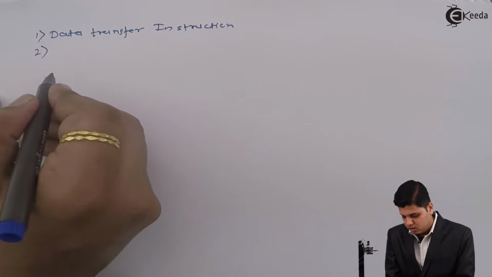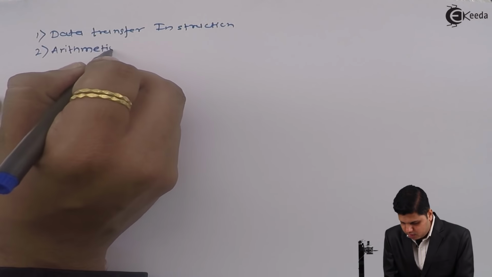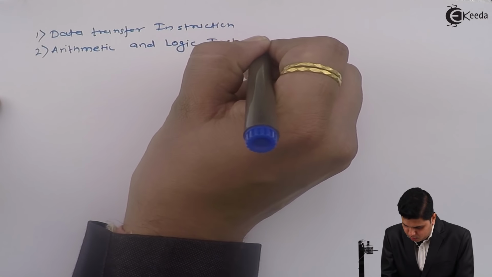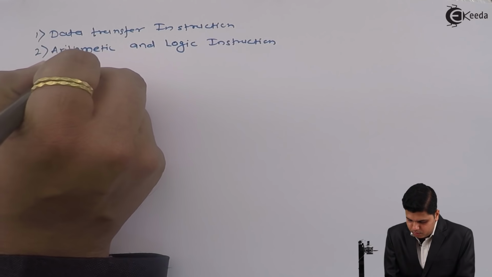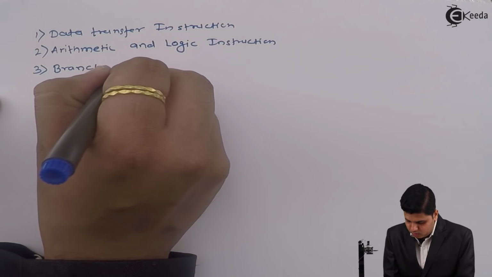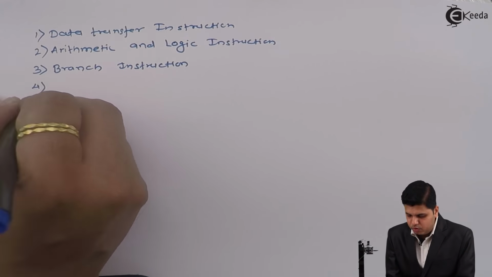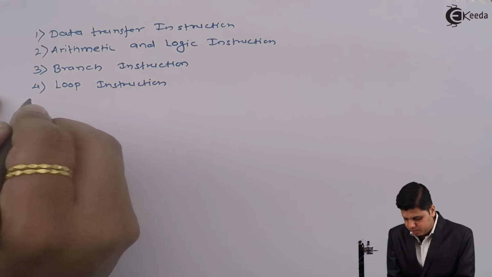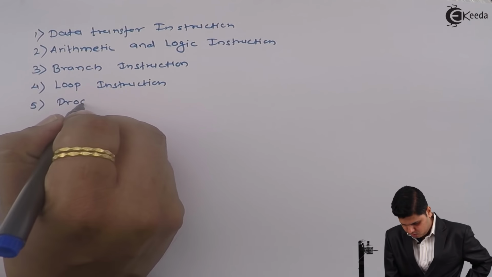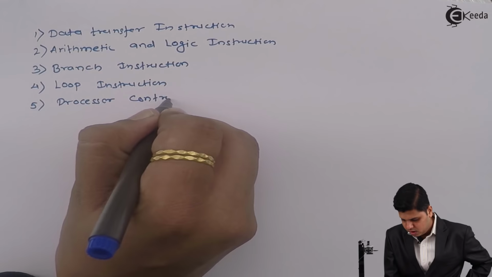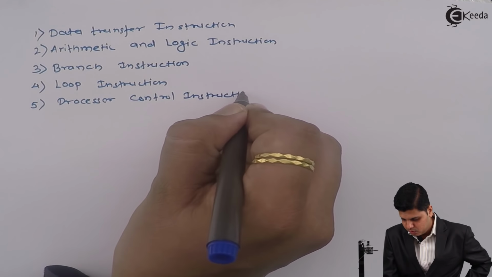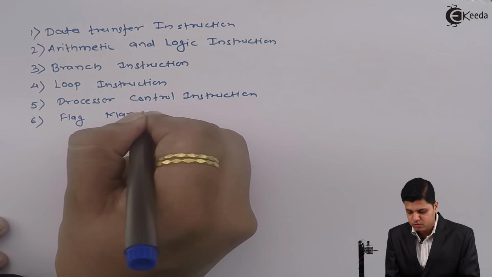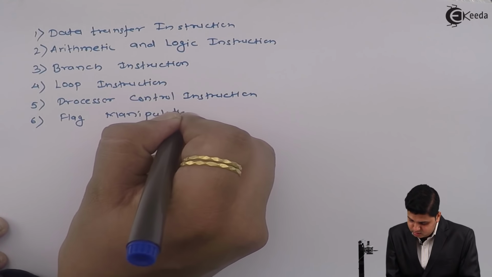Second is arithmetic and logical instruction. Third is branch instructions. Fourth is loop type of instructions. Fifth is processor control instructions. Sixth is flag manipulation instruction.